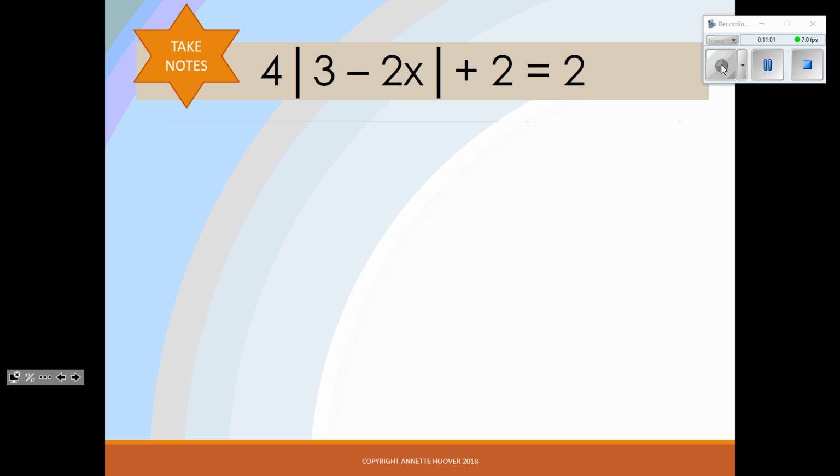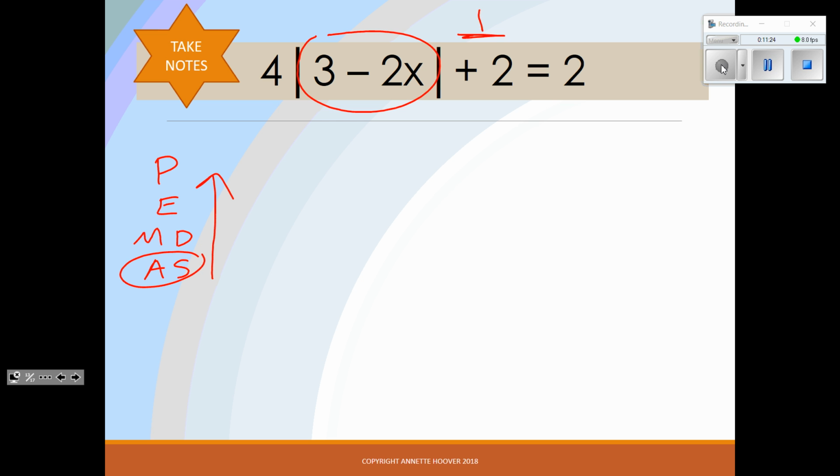And this one gets a little bit longer. Notice that on the same side with the absolute value, it is being multiplied by 4 and added to 2. So which one do we move to the other side first? Remember PEMDAS? When we're using inverse operations, we always start here and get rid of the addition or subtraction first.